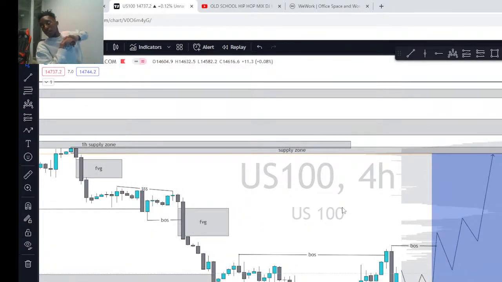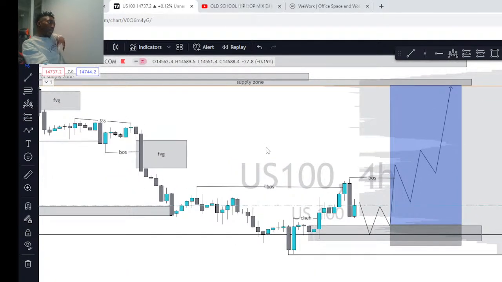NFP, definitely it's gonna be a clear buy. Once we break above that area before Friday, NFP is gonna be a clear buy, guys. You understand? NFP is gonna be a clear buy. So this is our Nasdaq analysis for today.